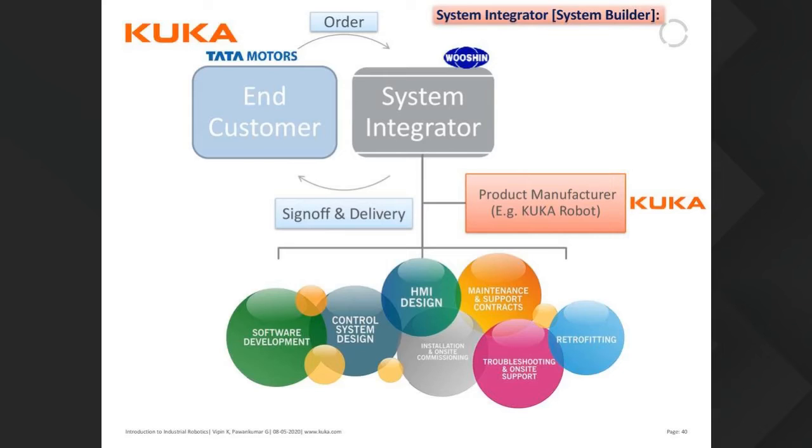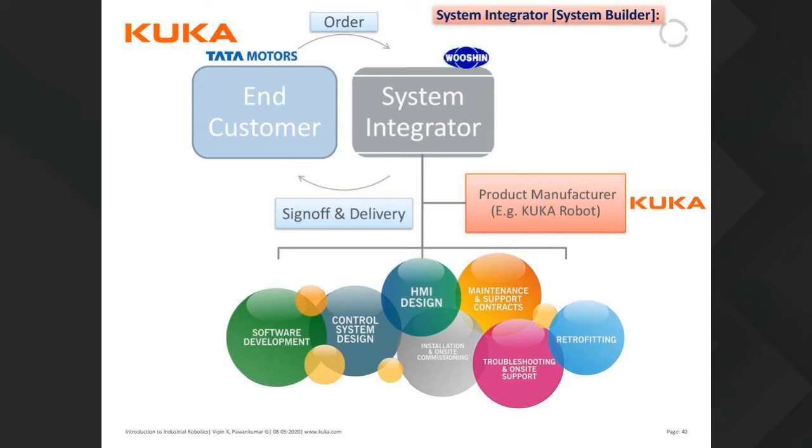So what the system integrator does is design controls, design the HMI, and look towards maintenance and support, installation and commissioning on site, and retrofitting. The bubbles shown in the picture represent small tasks, but the actual list is at a very huge scale. After integrating all these different categories, he will finally go to the end customer for sign off and delivery.